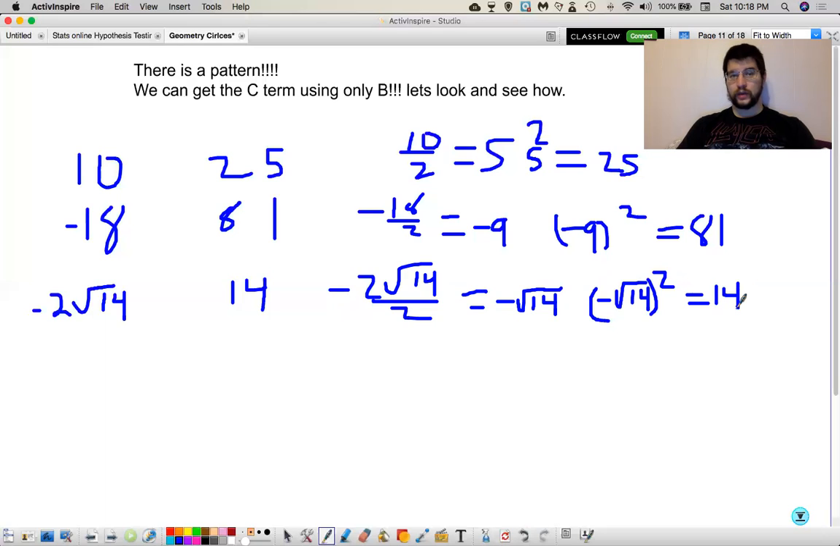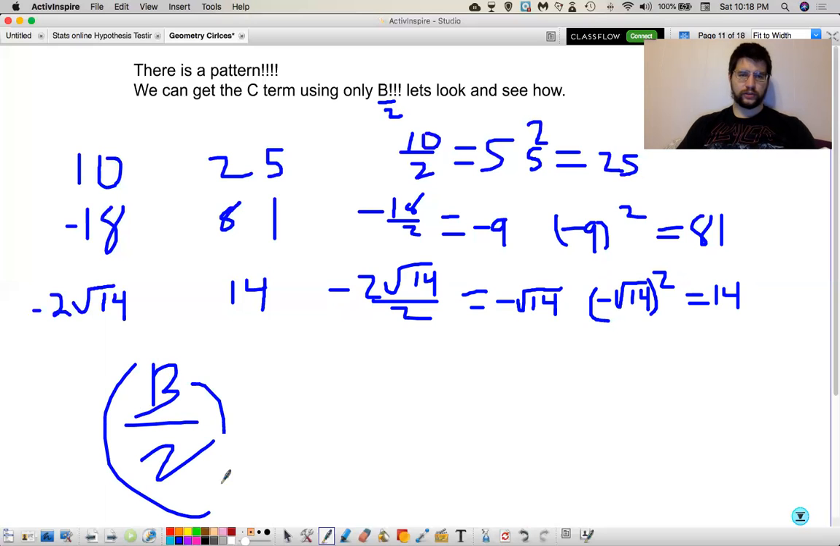And that's the rule. We take the b and divide it by 2 and square it. B over 2 squared. That's the rule, the pattern that we need to follow. That's a 2, by the way, if you weren't listening. Let me write it. B over 2, that looks better, squared. And we're going to use that in just a few minutes.